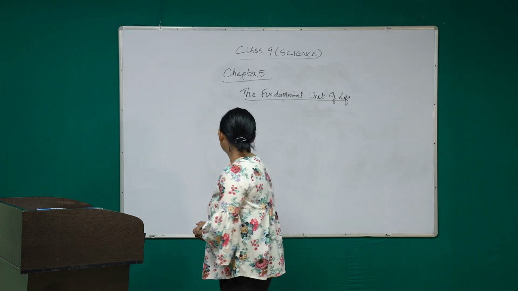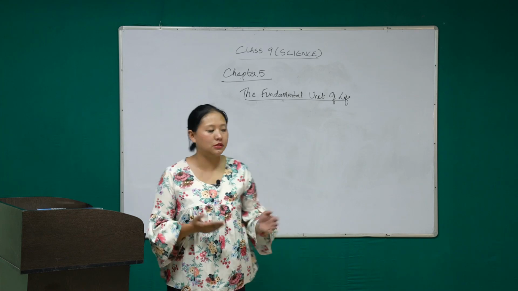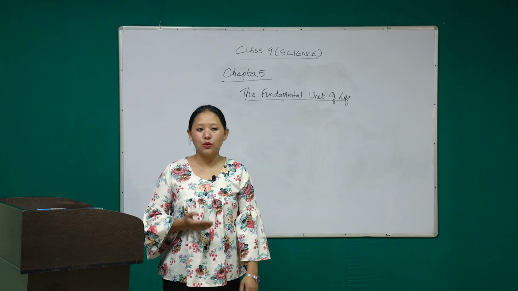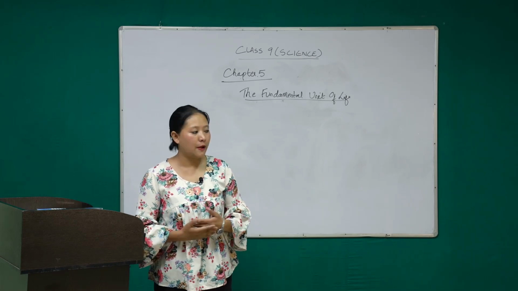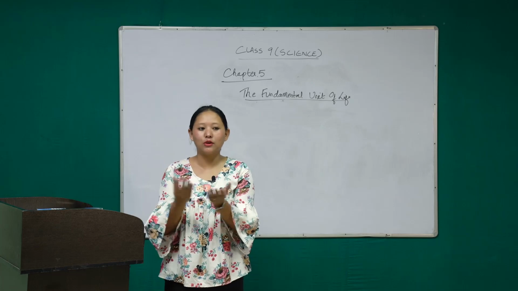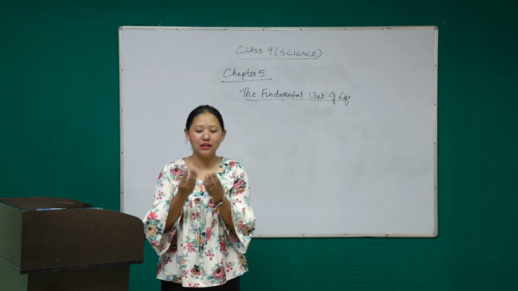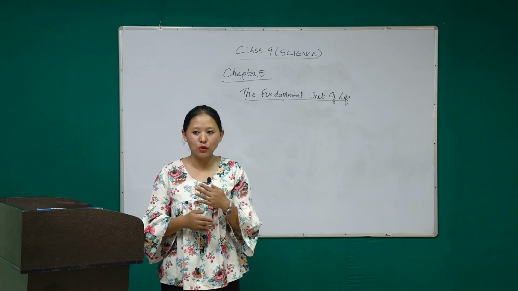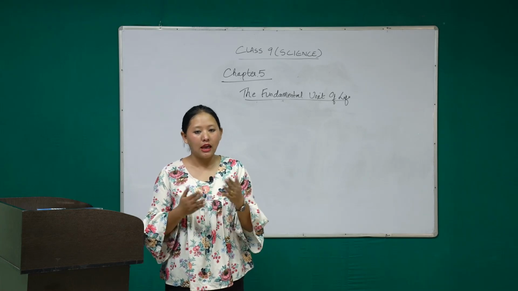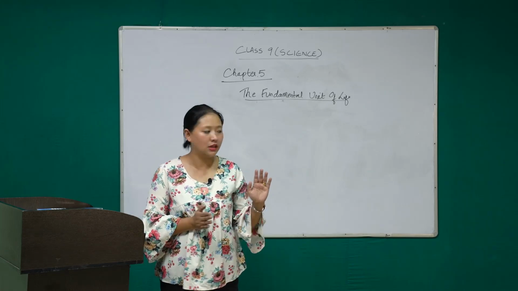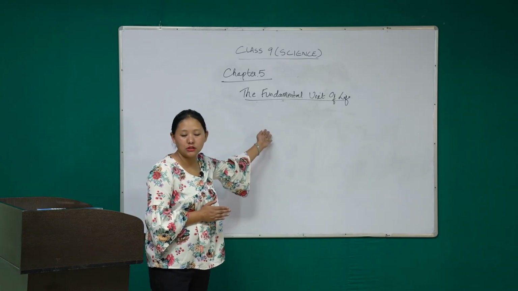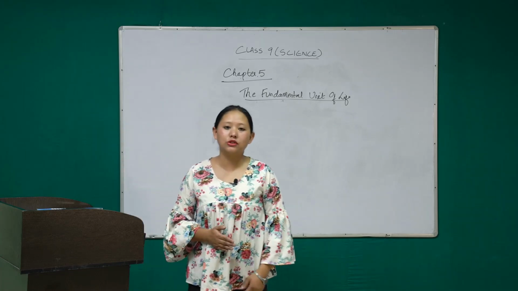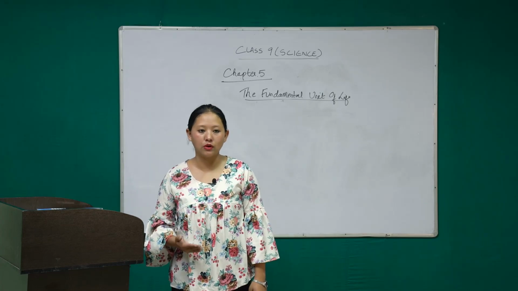In the last class, we started a new topic, chapter number 5 in the biology portion, the fundamental unit of life. We discussed one very important unit of our life, a very tiny unit that cannot be seen with the naked eye, which we call a cell. The cell is the fundamental unit of life, and it is also the basic structural and functional unit of all living organisms.